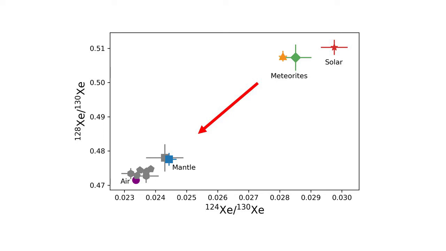To determine the source of terrestrial volatiles, we can extrapolate a trend line from air through the mantle value, and we can see here that a major source of terrestrial volatiles are from meteorites rather than the solar nebula. Now, this information can be used to constrain atmosphere evolution models.